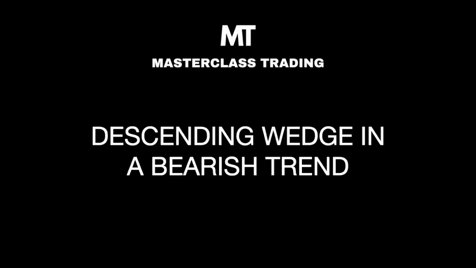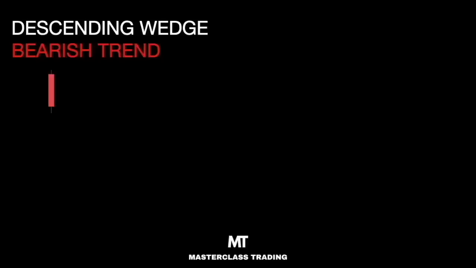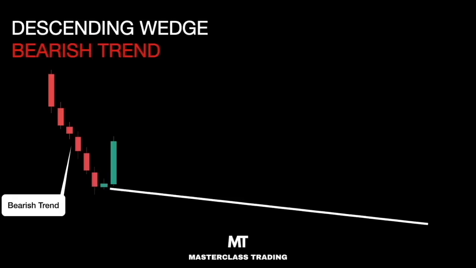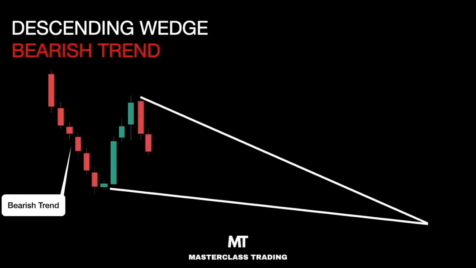Hello traders, today we are going to look at the descending wedge found during a bearish trend. The descending wedge, found in a bearish trend, represents a potential trend reversal to the upside. As we may see on the chart, price is moving in a downtrend, and eventually it starts to trend within a wedge, with price movements becoming smaller and smaller.